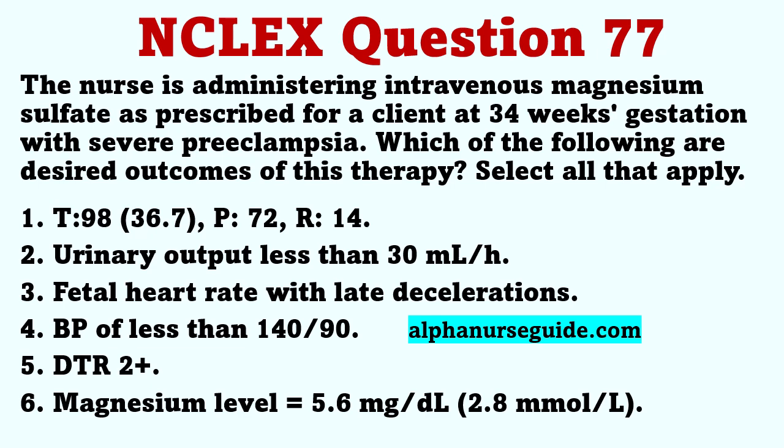Renal compromise is identified with urinary output of less than 30 milliliters per hour. A fetal heart rate that is maintained within the 112 to 160 range is desired without late or variable decelerations. Deep tendon reflexes should not be diminished or exaggerated. The therapeutic magnesium sulfate level of 5 to 8 milligrams per deciliter is to be maintained.